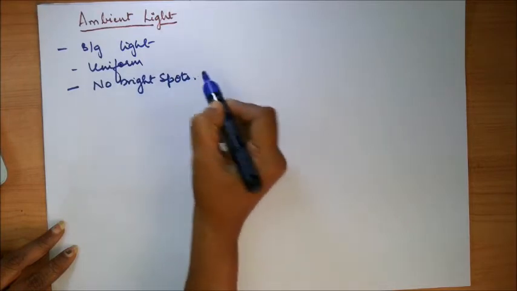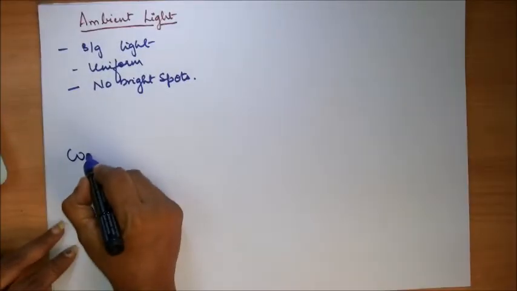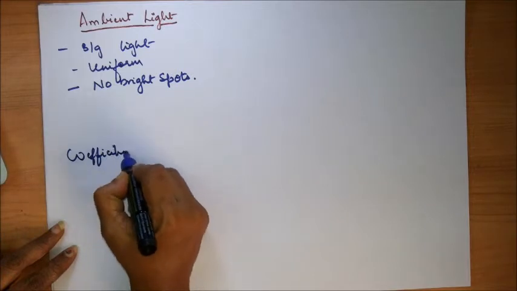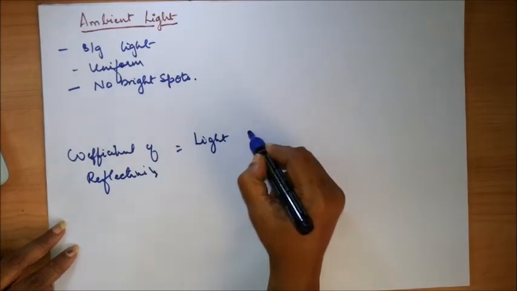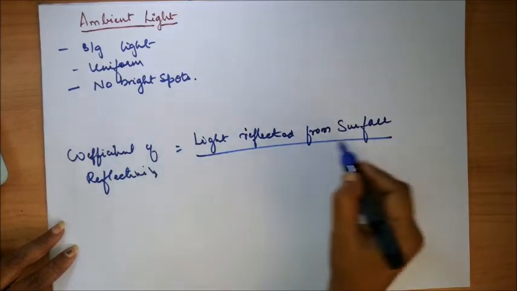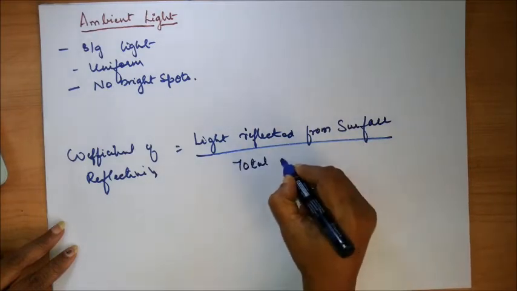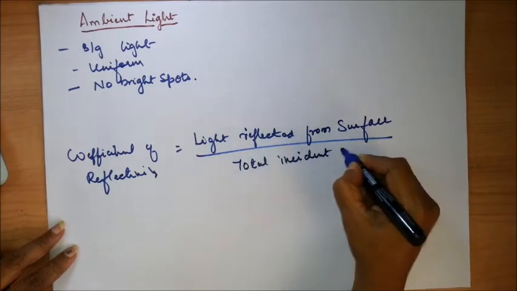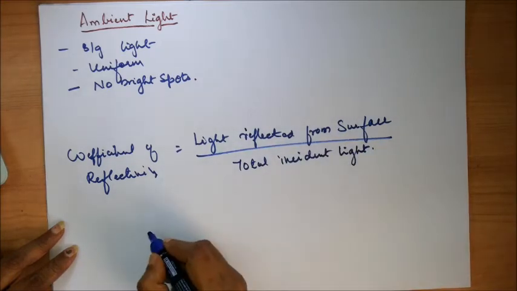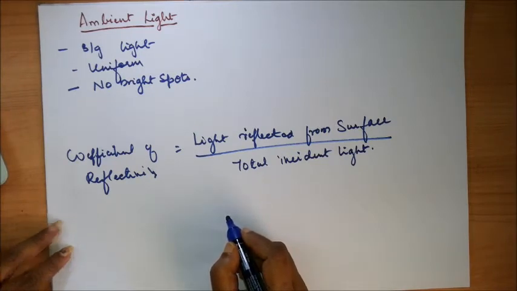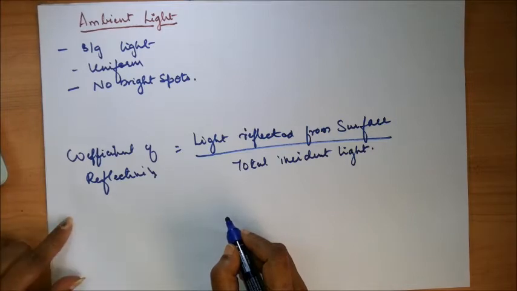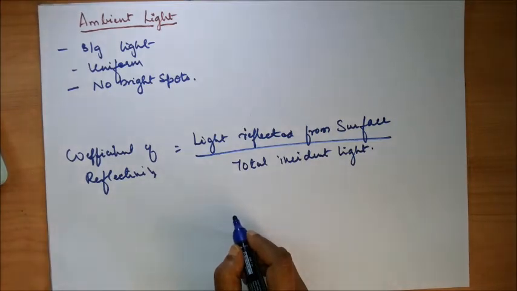Well, apart from this, you also need to know what is the coefficient of reflectivity. Now, as you all know, it is the light reflected from surface. It is the ratio of light reflected from surface to the total incident light. So this plays an important role in what is the color of the object that you actually see. So these things we'll be using in our illumination model, and it is 1 for white. The coefficient of reflectivity is 1 for white and it is nearly 0 for black.